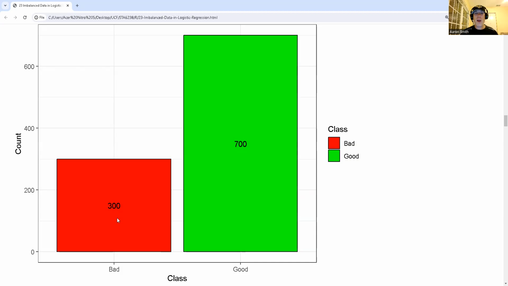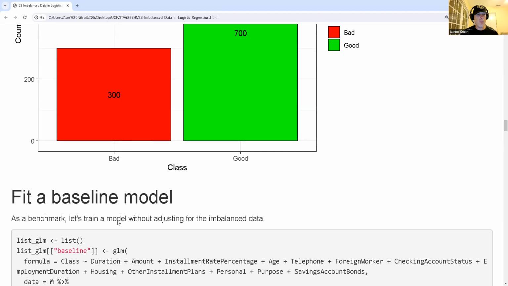If I had very, very few, imagine if I only had 3 bad credit observations. Well, in that case, I would be severely, severely imbalanced, and it would be very hard to get a decent model. It would be really hard to get a model worthy of being put in production.